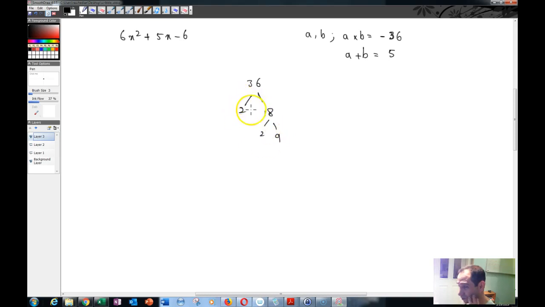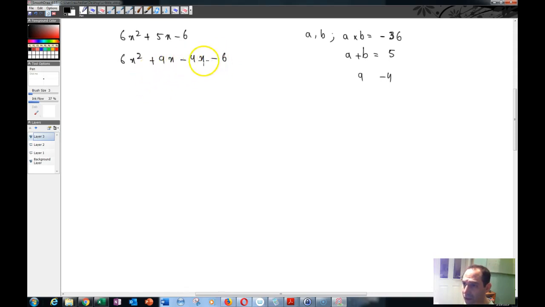So you can go for 4 and 9. 4 times 9 is equal to 36. And you can take them as 9 and minus 4. 9 minus 4 is equal to 5, and 9 times negative 4 is equal to negative 36. So it's 9 and negative 4, for example. Then you can write this as 6x squared plus 9x minus 4x minus 6.